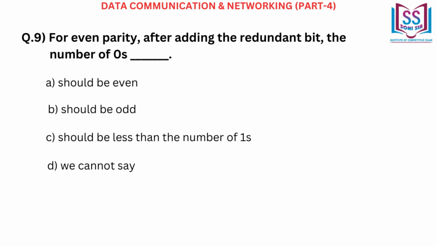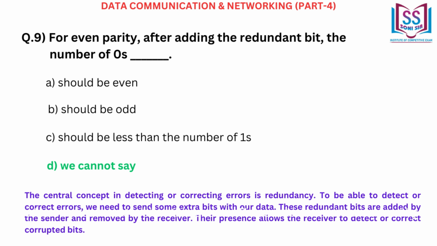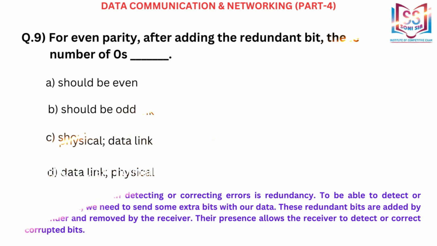For even parity, after adding the redundant bit, the number of zeros ___. A. should be even, B. should be odd, C. should be less than the number of ones, D. we cannot say. The central concept in detecting or correcting errors is redundancy. To be able to detect or correct errors, we need to send some extra bits with our data. These redundant bits are added by the sender and removed by the receiver. Their presence allows the receiver to detect or correct corrupted bits.